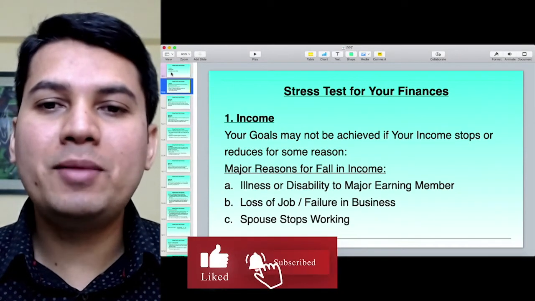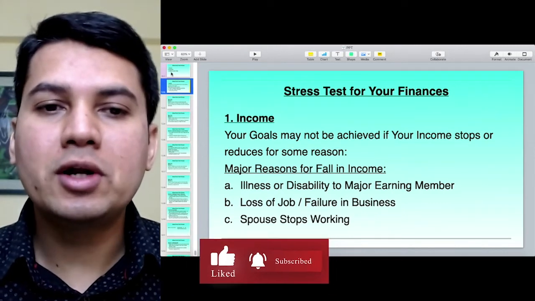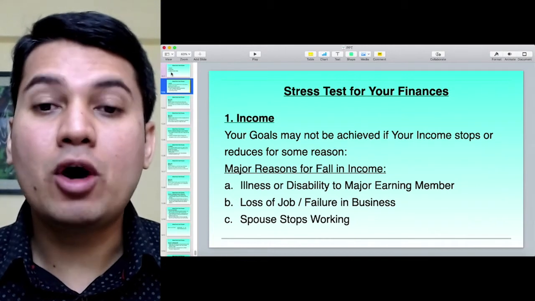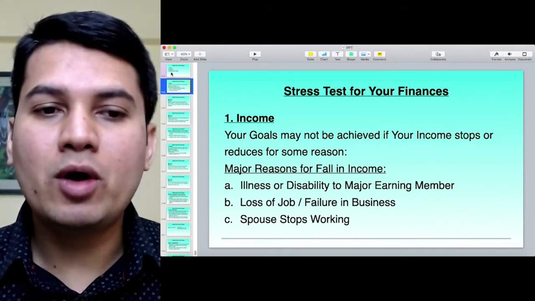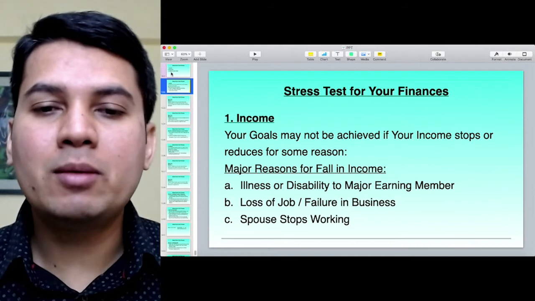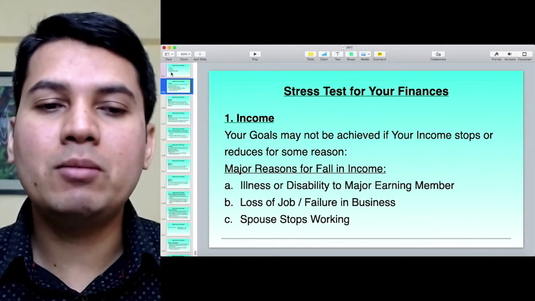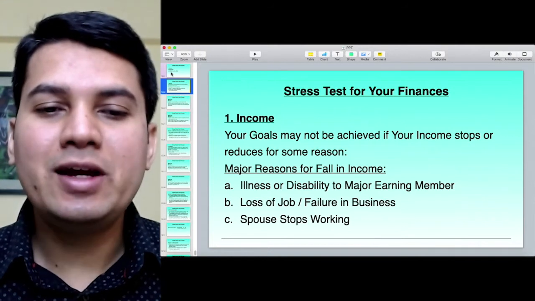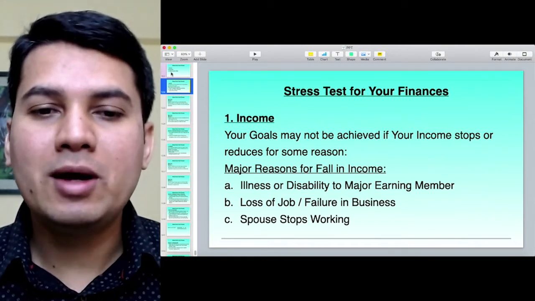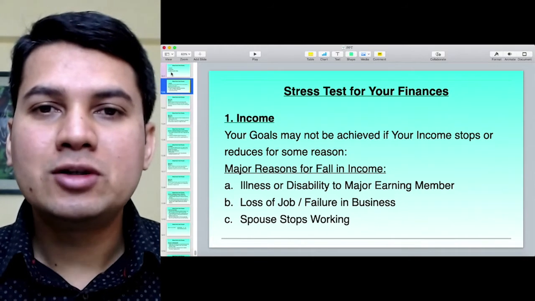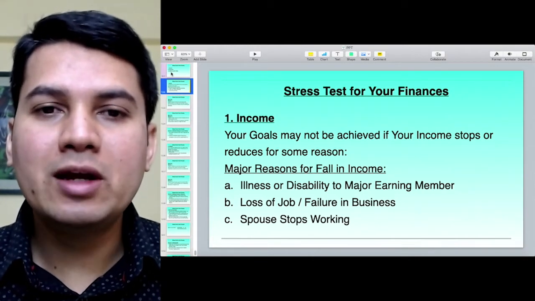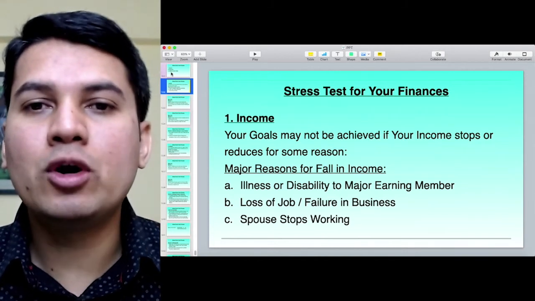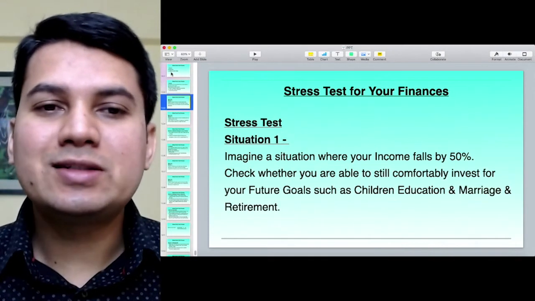Your goals may not be achieved if your income stops or reduces for some reason. What are the major reasons for a fall in income or even stoppage of income? Number one, A: illness or disability of a major earning member. B: loss of job or failure in business. C: spouse stops working. In many houses, two people are working, and when the wife stops working, they are not able to manage the expenses because they planned the expenses in such a way that both people should be earning. What is the stress test you need to do?